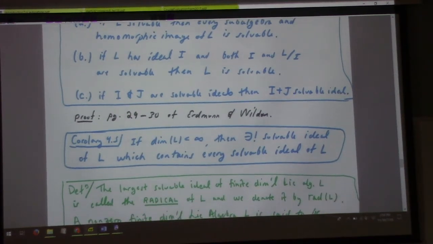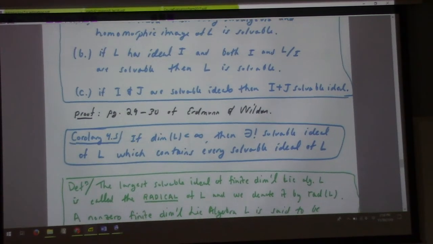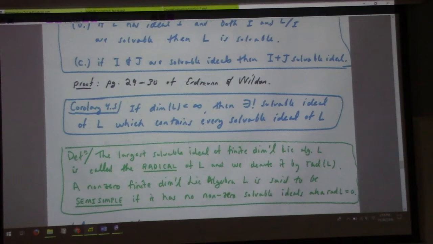Claim: if the dimension of L is less than infinity, then there exists a unique solvable ideal of L which contains every solvable ideal of L. This unique solvable ideal which contains all other solvable ideals is called the radical, rad L. And a non-zero finite dimensional Lie algebra L is said to be semi-simple if it has no non-zero solvable ideals. In other words, the radical of L is 0.